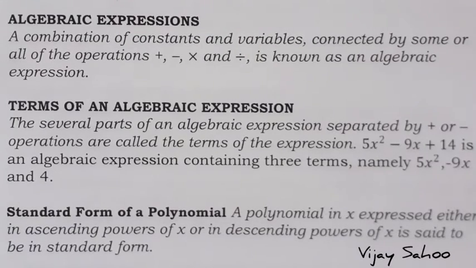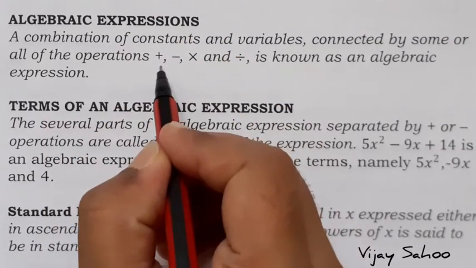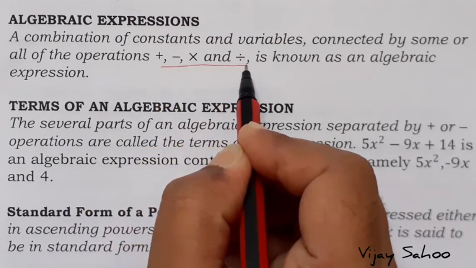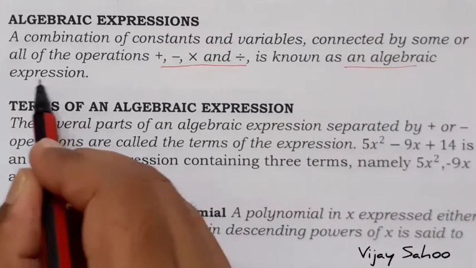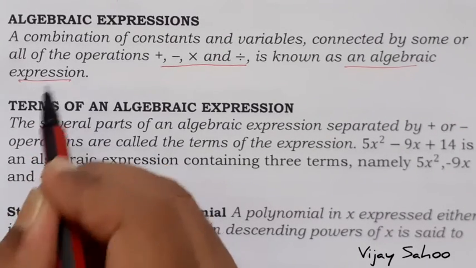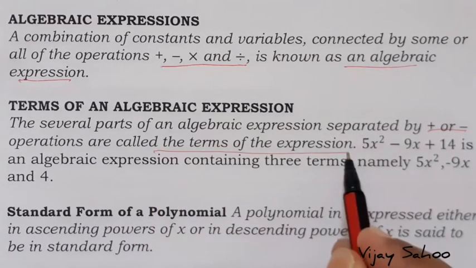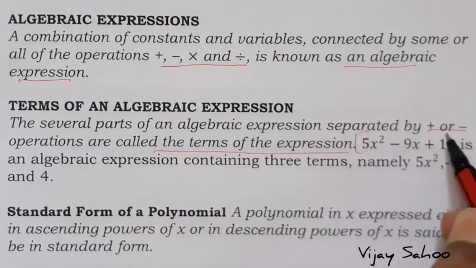Next is algebraic expressions. When constants and variables are connected by addition, multiplication, division or subtraction, it is known as an algebraic expression. Now, what are the terms of an algebraic expression? The several parts of an algebraic expression separated by plus or minus operations are called the terms of the expression.